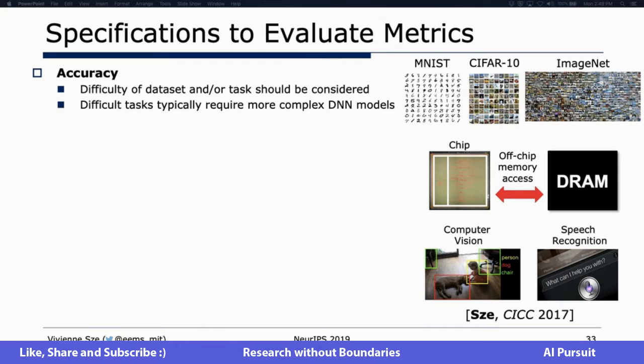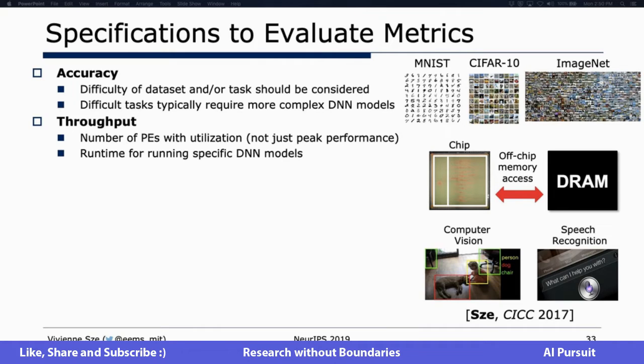It depends on what type of data set you have and what task you have. It's much easier to get higher accuracy on, let's say, MNIST than ImageNet, or even a more advanced type of data set. That's really key. The reason this is important is that for difficult data sets, you typically need a more complex DNN model. A more complex model is going to result in higher energy consumption. So for an apples-to-apples comparison, it's important that the models are the same or of the same complexity.